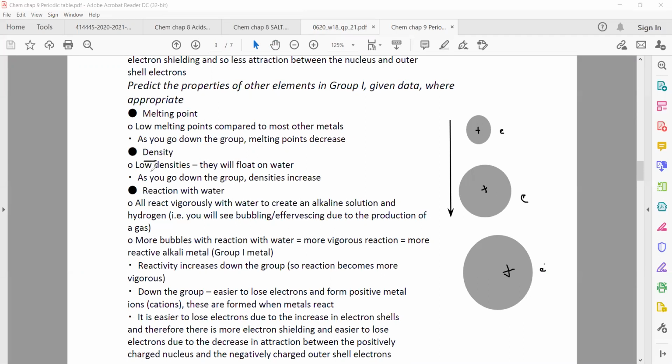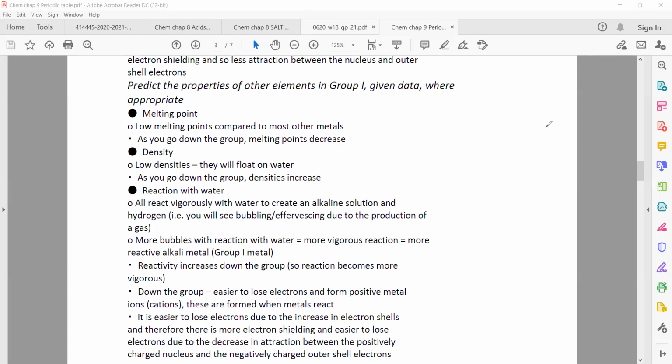Density: they have low density compared to other metals. And as we go down the group, the density increases. This is true for all groups as we go down, because there are more particles, more protons and neutrons, so the mass of the atom increases. That's why overall density will increase as we go down the group. Reaction with water: as we go down the group, the reactivity increases, a more vigorous reaction. Usually more bubbles form when they react with water, as they release hydrogen and form a solution.